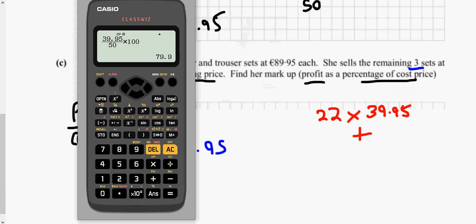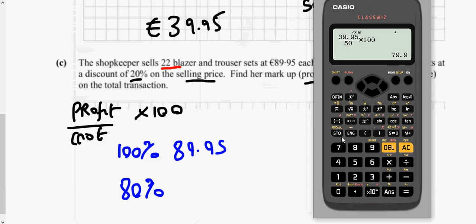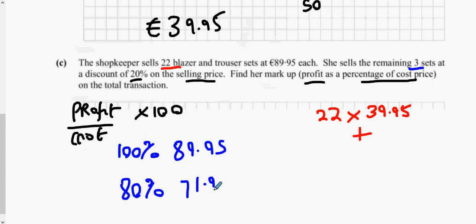Yeah, take away 20%. Get 20% and take it away. I'm lazier than you. I'm just going to multiply by 0.8 outright, and that takes it away automatically. I'm going to get €71.96. Now, how much profit does she make when she sells it for €71.96?